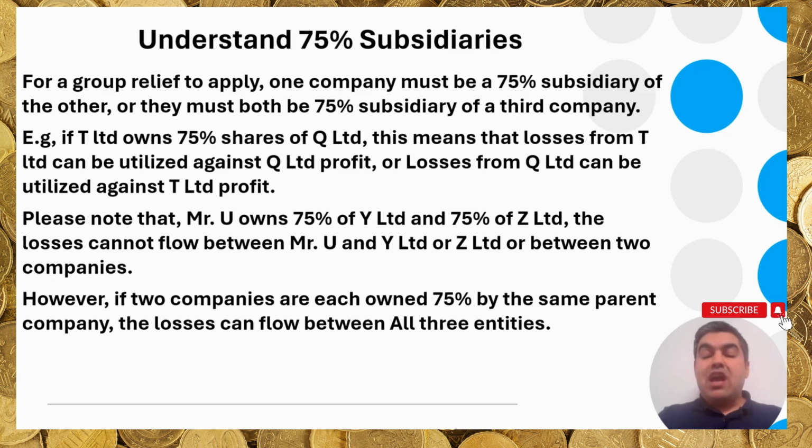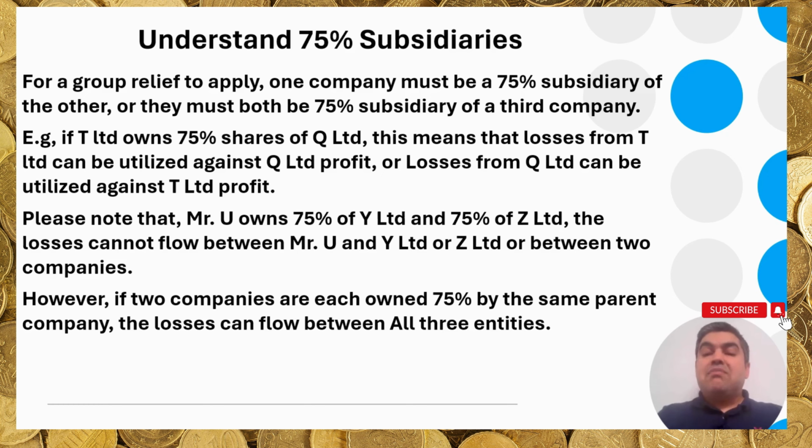So it depends. If T Limited is a profit-making company and Q Limited is a loss-making company, losses from Q can be transferred to T Limited. Eventually, the T Limited taxable profit will be reduced. Remember, our aim, being a tax manager, is to reduce the tax bill for the group, so we need to effectively utilize the losses. Similarly, if Q Limited is a profit-making company and T Limited is a loss-making company, they are both a group of companies, as one owns 75% of the other. So eventually, T Limited's losses can be transferred to Q Limited as well.